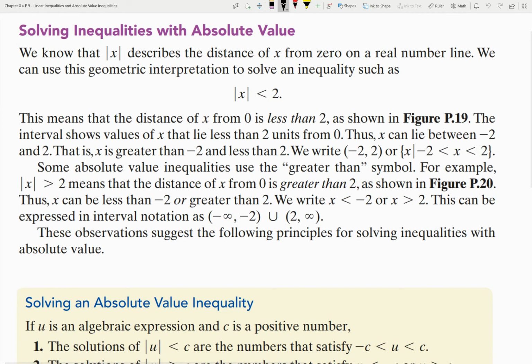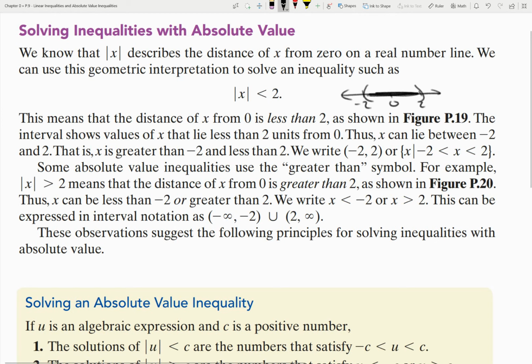And if we were to draw that out, I didn't copy the figure, but the distance has to be less than 2. So we could go between these 2 points, and that would be the answer. Anything in that region right there, the distance is less than 2.